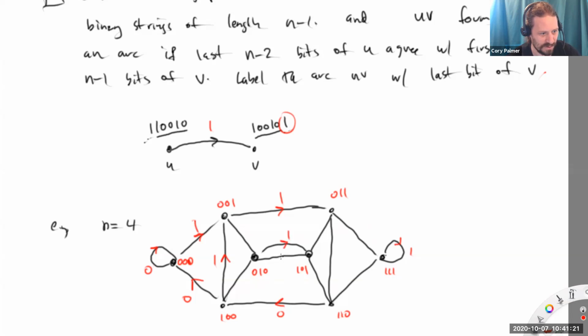1, 0. This is 1. This is 0. Okay, and I'll let you guys fill in the rest anyway. I didn't do them all, but this is what the graph looks like. This thing is awesome, right? All the 0, 1 strings that are there.